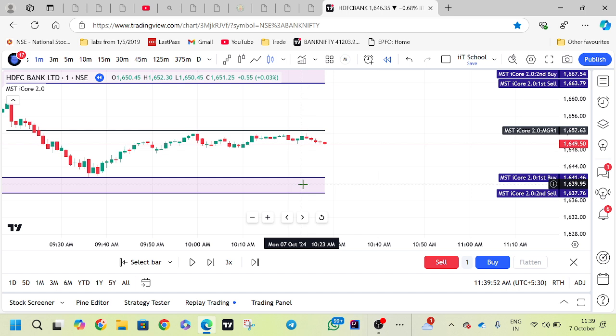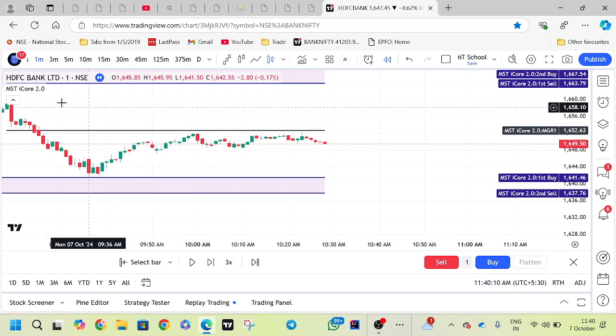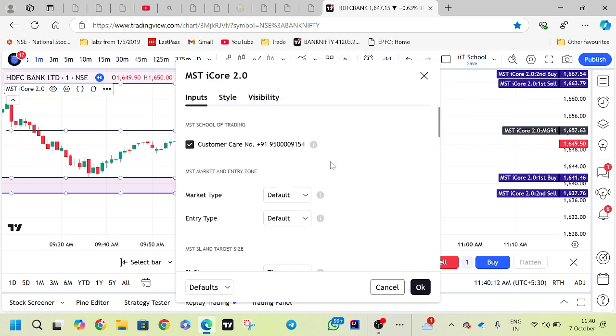See here, what is the high made? 1652.30, and here the high made 1652, and our entry target is 1652.63. So we missed the target just by 30 paisa. That also we should not do. That is why we have kept targets here.